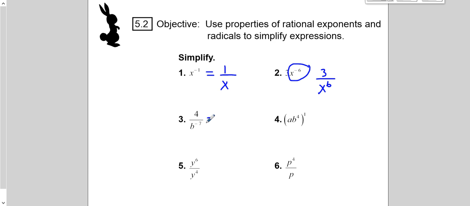Number 3, we have a negative exponent in the denominator, so we're going to move it up to the numerator to make it positive.